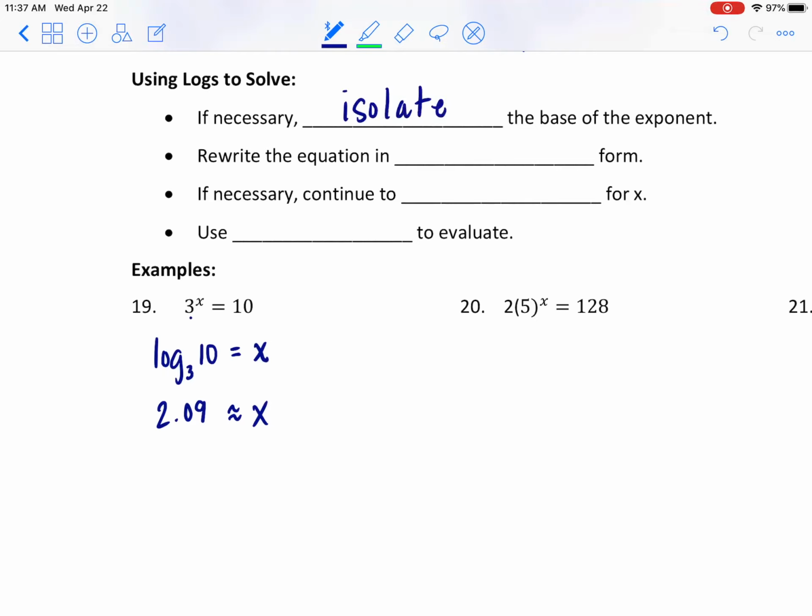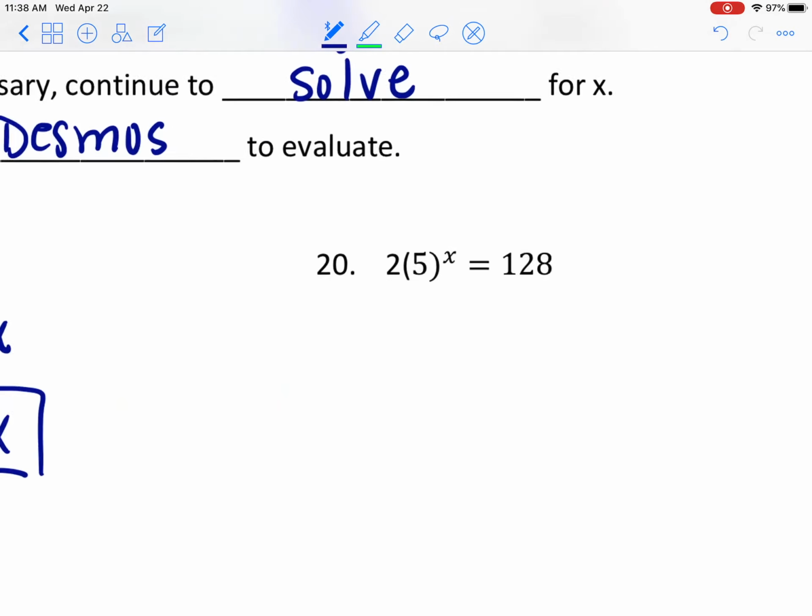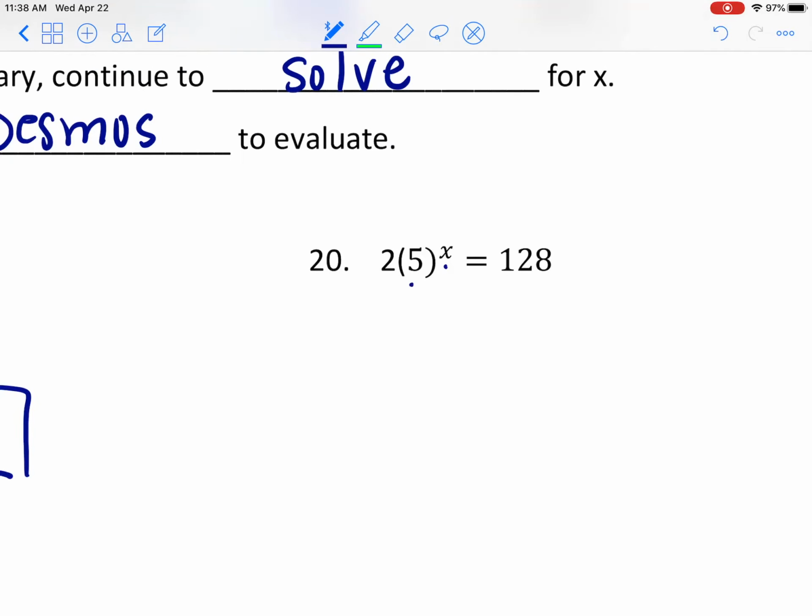It's whatever. So what we want to do here is, if necessary, we're going to get the base of the exponent by itself. So isolate the base of the exponent, and I'll show you that in the next problem. And then we're going to try to rewrite our exponential equation in log form, and we might still have to solve for x from there, but basically we're going to be using Desmos or calculator to evaluate. Okay, so we have an answer here.